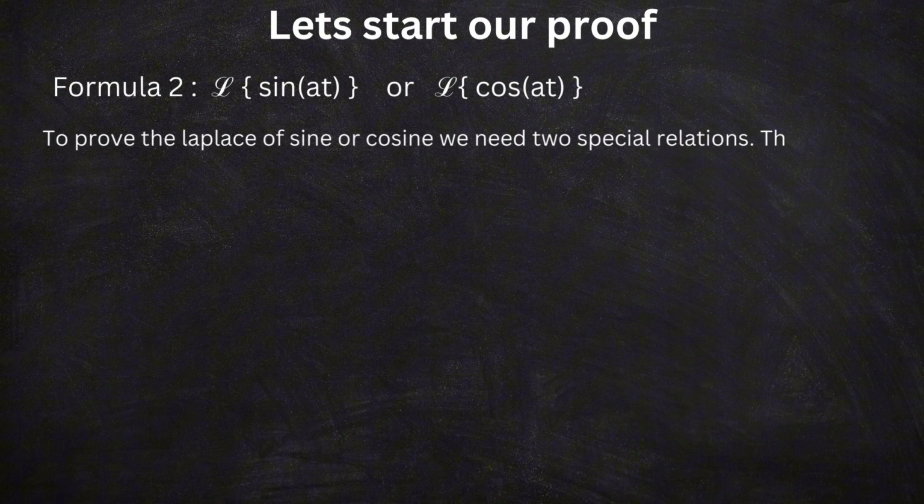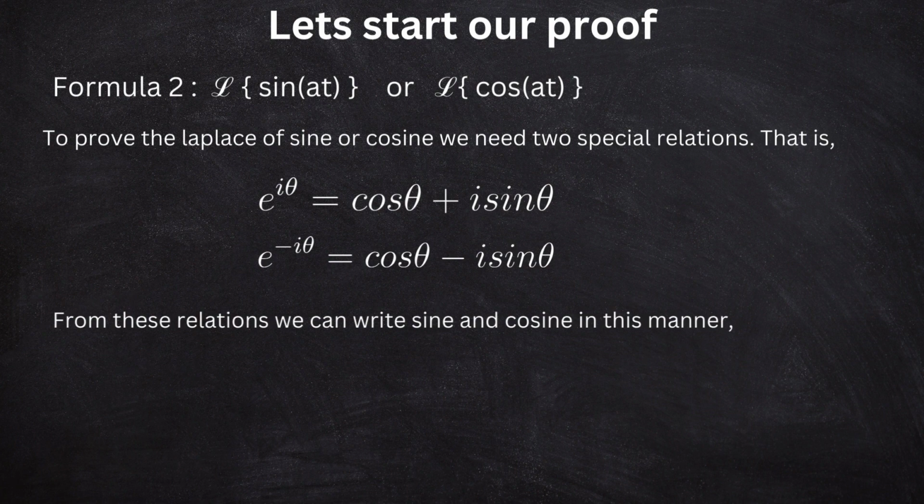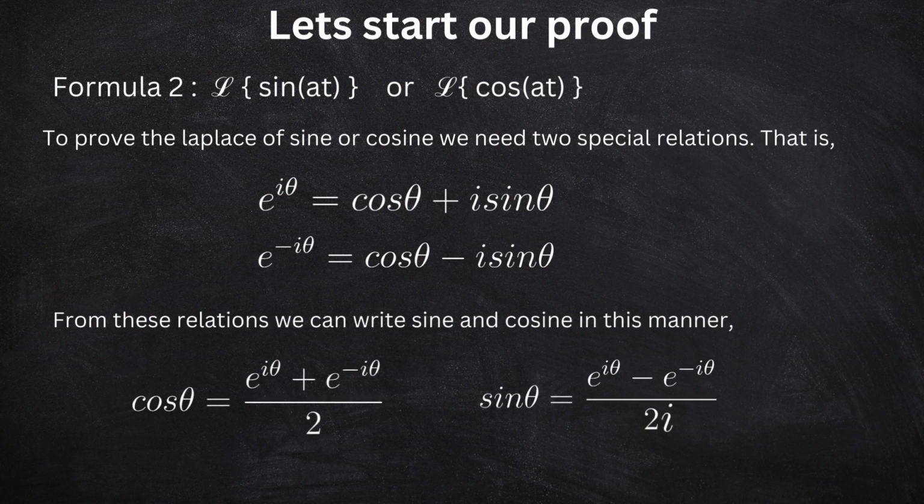To prove, we need a special expression known as Euler's equation. The relation is as follows. Using the two equations we can rewrite sine and cosine in this manner. Now with the help of the form of cosine let's take Laplace of it.